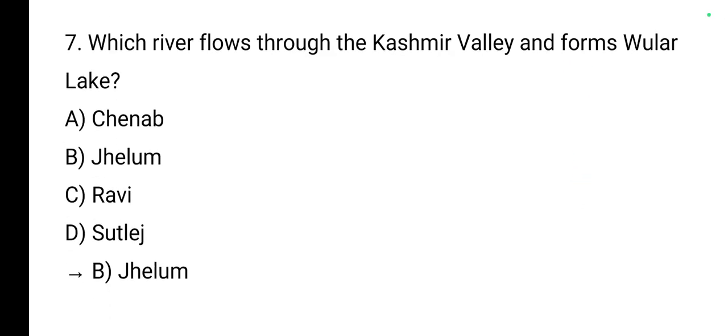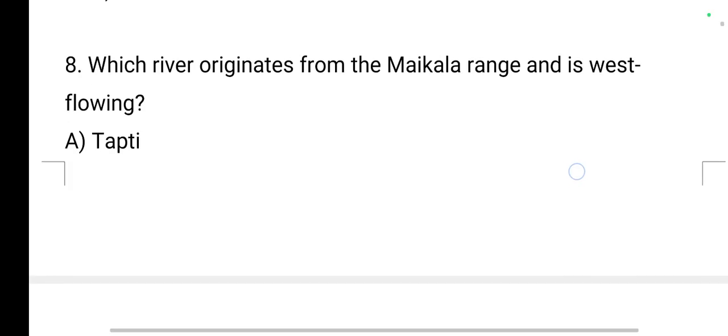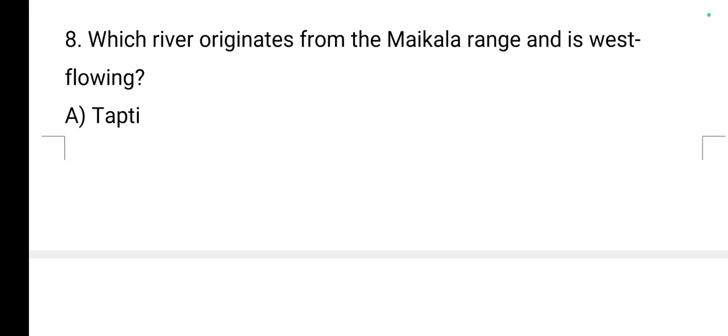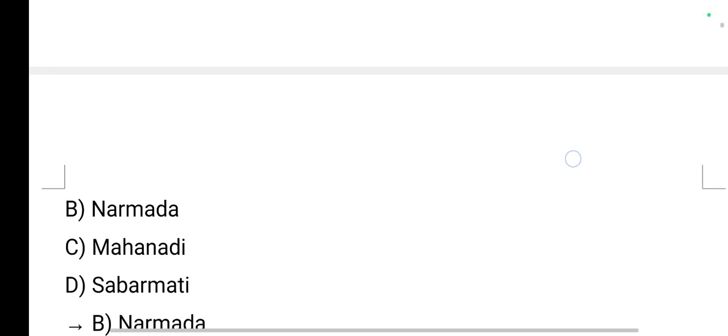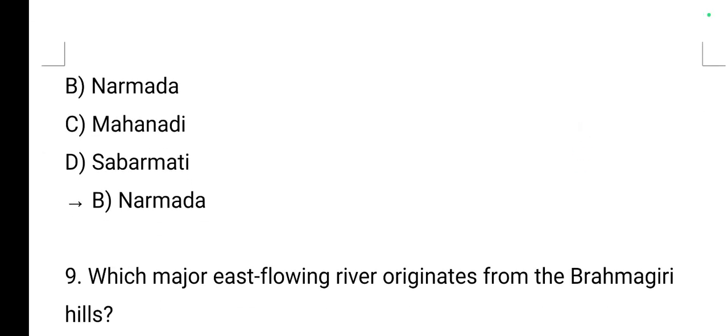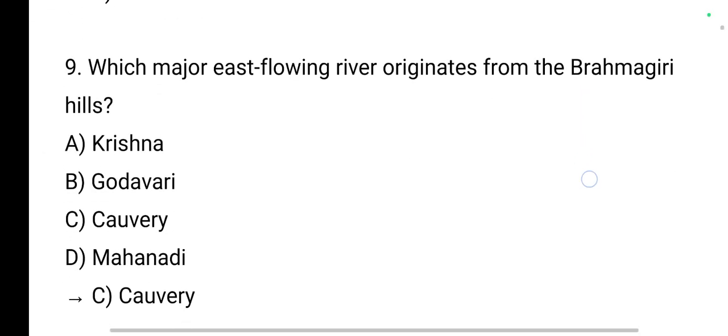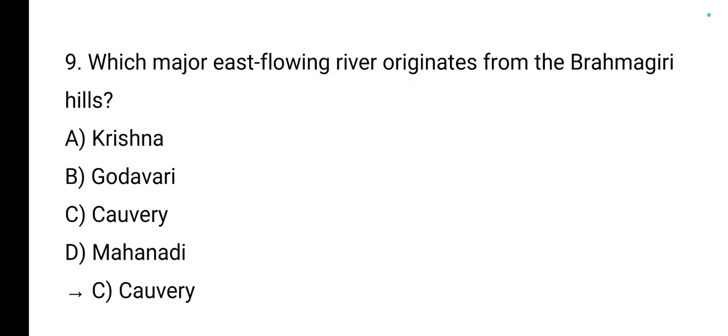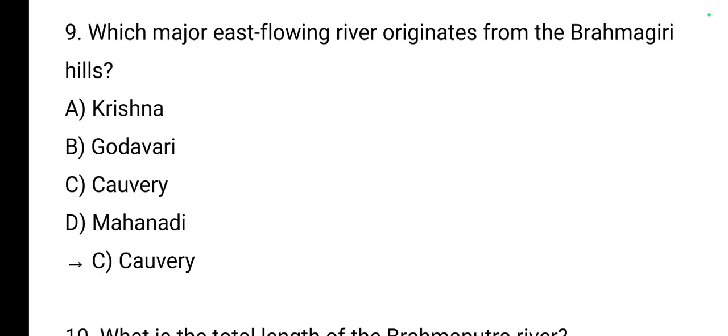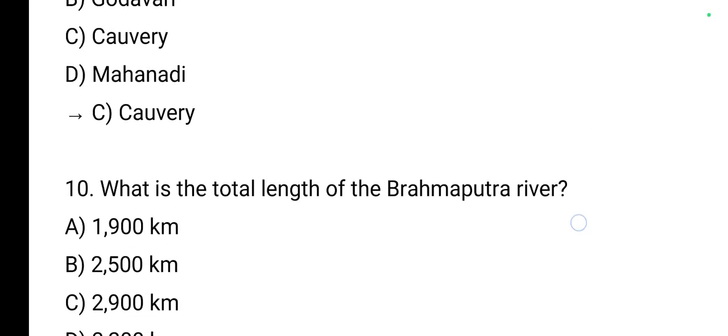Which river flows through the Kashmir Valley and forms Wular Lake? So the correct answer will be Jhelum. Which river originates from the Maikal range and is west flowing? So the correct answer will be Narmada. Which major east flowing river originates from the Brahmagiri hills? So the correct answer will be Kaveri river.